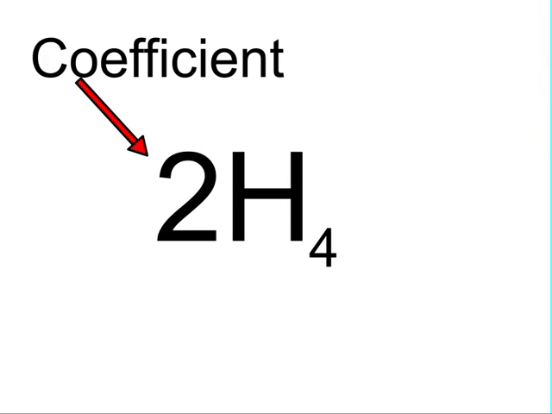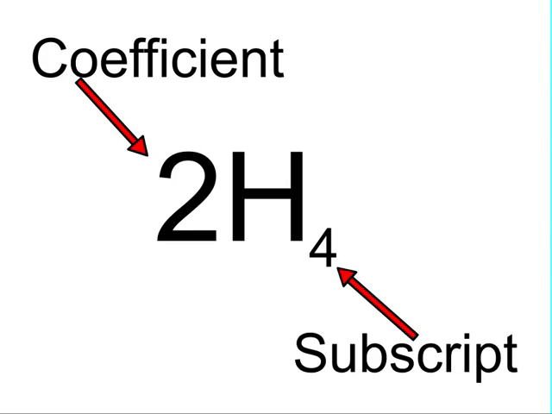We have 2 hydrogens. Okay, but we also have this smaller number, a subscript. This also acts a lot like the coefficient and tells us how many hydrogens we have. And in this case, we have H4, 4 hydrogens, but we have 2 of H4. So 2 of H4, that's 2 times 4. We actually have 8 hydrogens right here. That's really important to understand.